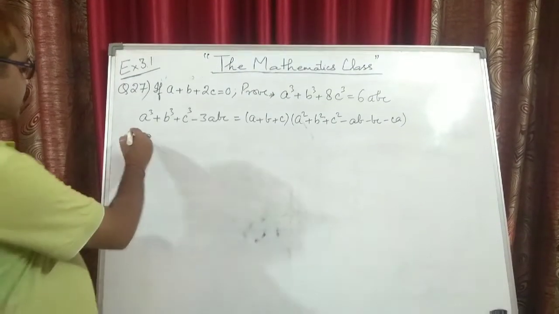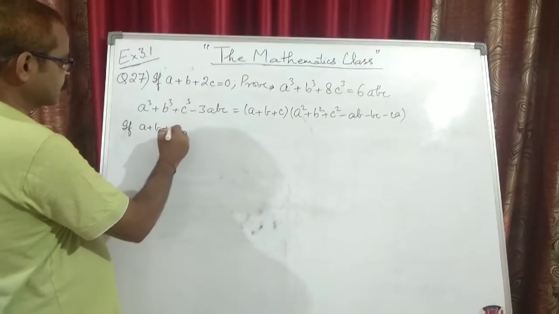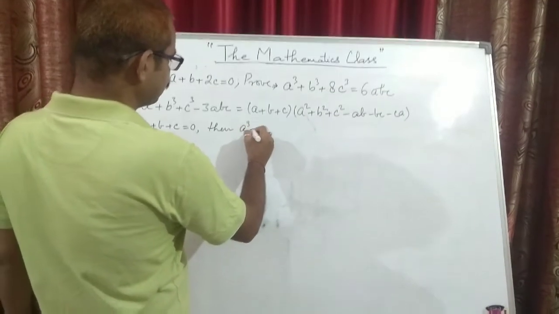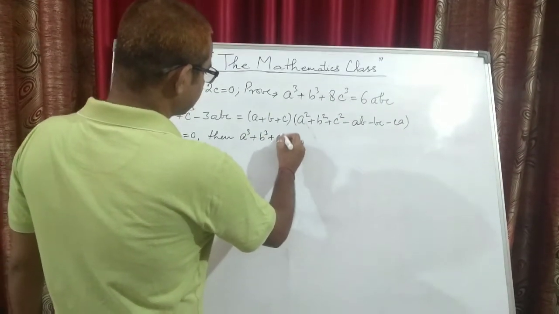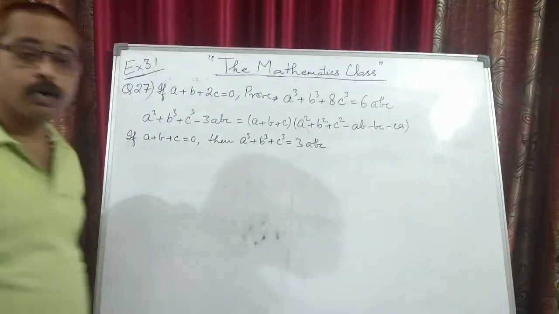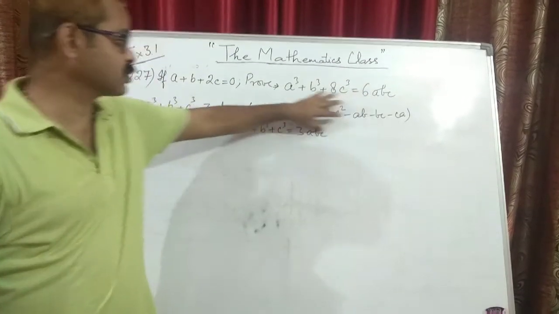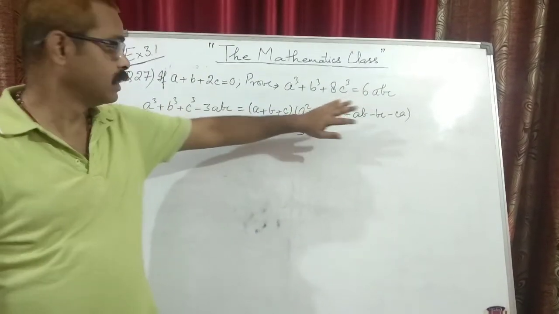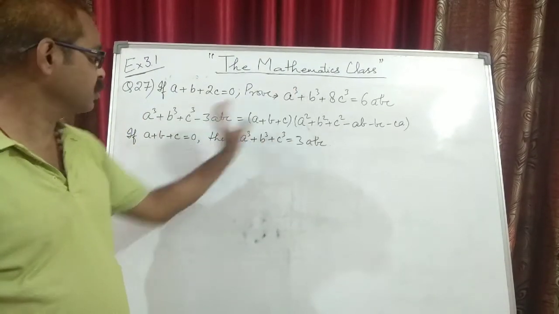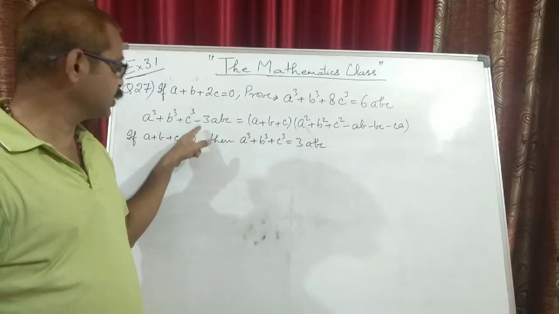This is the identity that we have studied, and we will be using this identity only. In this identity you have studied that if a plus b plus c is equal to 0, then a cube plus b cube plus c cube is equal to 3abc. How and why? Suppose this term is 0. So 0 into something, this all right hand side will become 0. It means a cube plus b cube plus c cube minus 3abc is equal to 0. So minus 3abc moves to this side, so a cube plus b cube plus c cube is equal to 3abc.